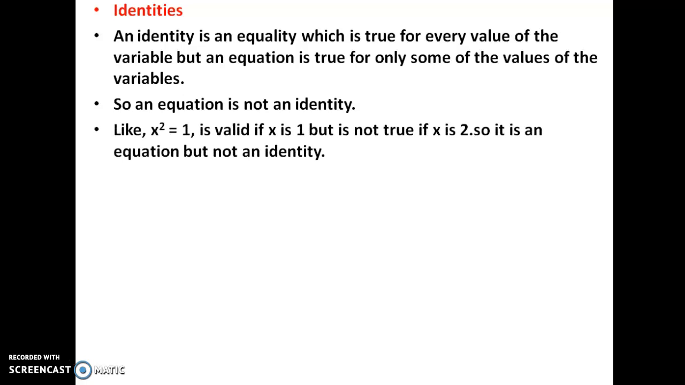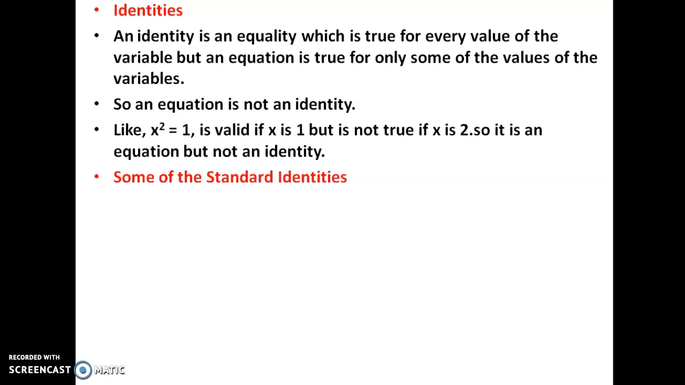If you see this example, x square is equal to 1 is valid for x is 1. If I put the x value as 1, then 1 square is equal to 1. That is correct. But it is not true if x is 2. Suppose I give the value of x as 2, then x square is 2 square, which you will get as 4. 4 is not equal to 1. So it is an equation and not an identity.